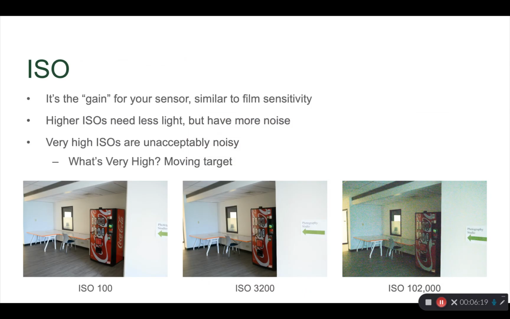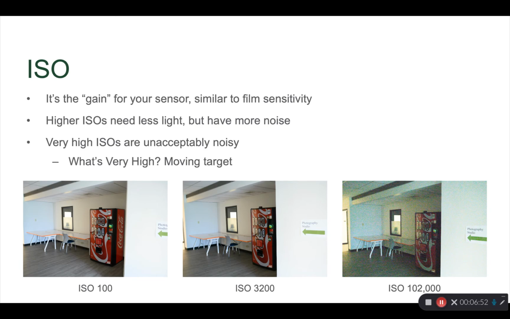The third exposure control is ISO. It's the gain for your sensor. It's similar to film sensitivity in concept if you've ever taken a film photography class. Same number, same concept. Higher ISOs need less light to render a proper exposure. But there's a price to pay for that. They have more noise. Really high ISOs are unacceptably noisy. What's very high? It's a moving target. It depends on your camera and it depends on your taste.